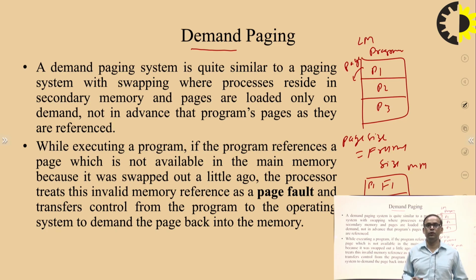So in case of demand paging, the page must be loaded only whenever it is referred or requested by the CPU. Until and unless a page is referred by the CPU, there is no need to load that particular page in advance into the main memory. This is our simple concept of demand paging.